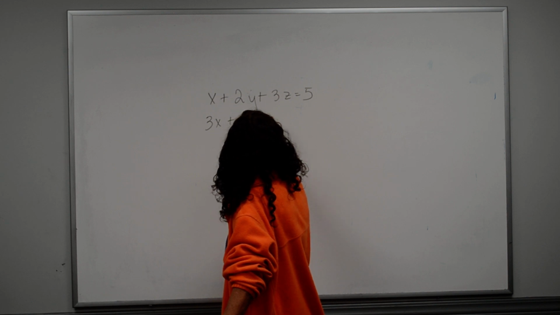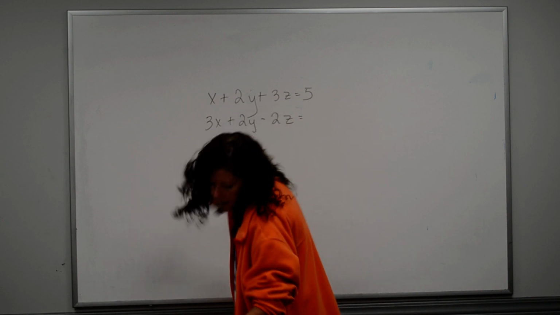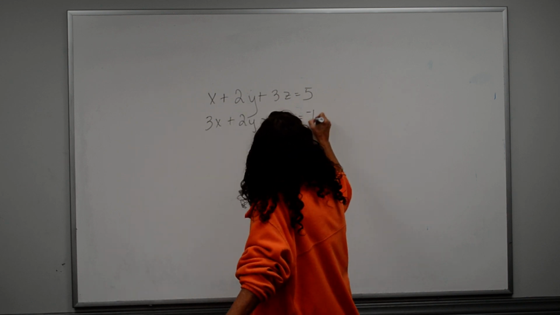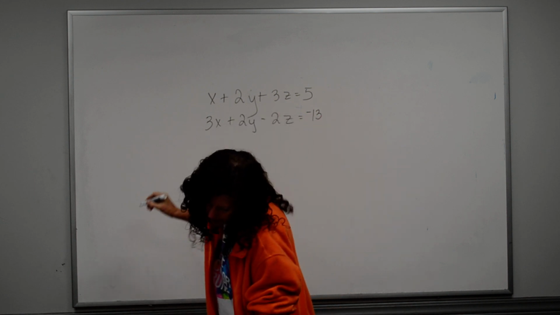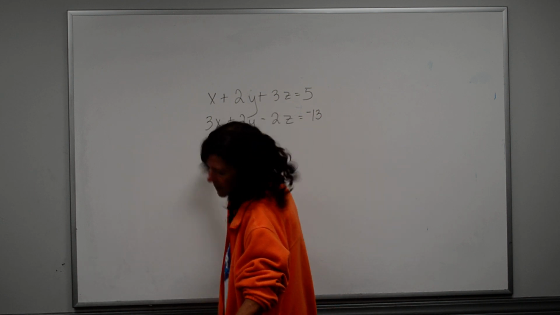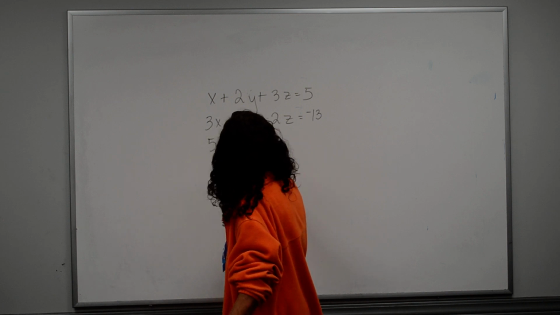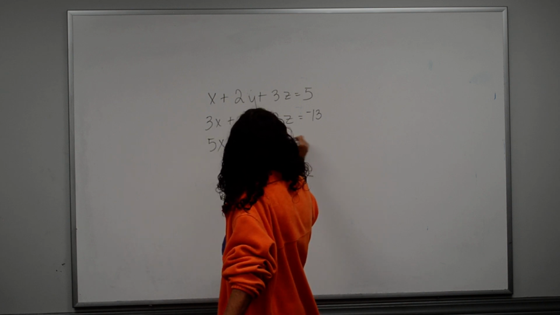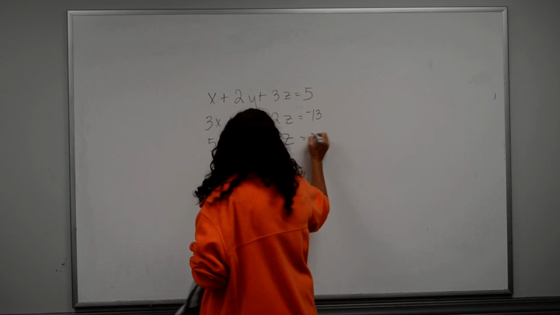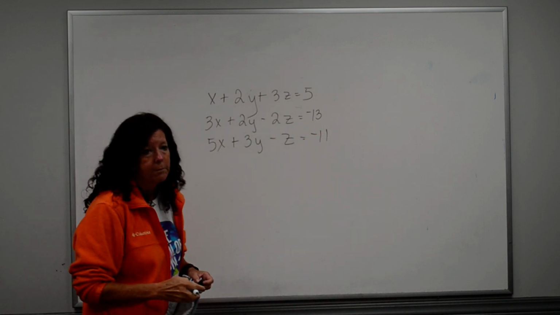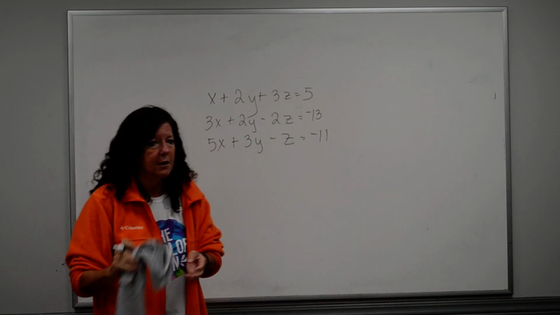If I have this particular system of equations, x plus 2y plus 3z equals 5 and 3x plus 2y minus 2z equals negative 13 and 5x plus 3y minus z equals negative 11. All right, y'all remember how that takes the whole page. You got to put things together.